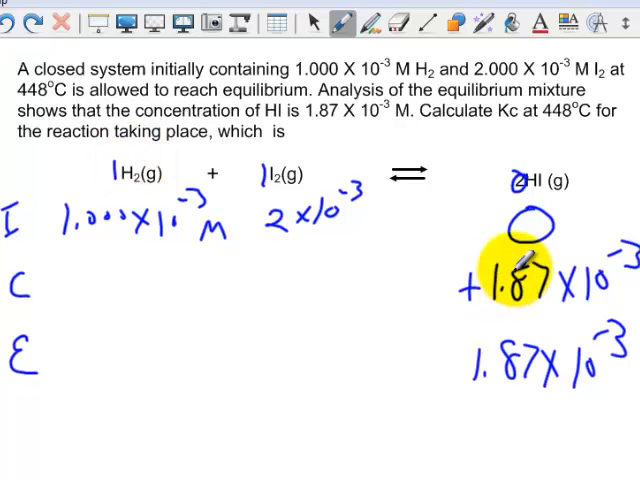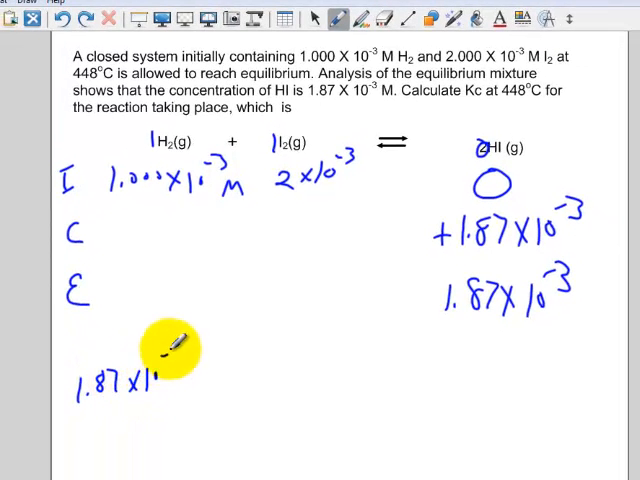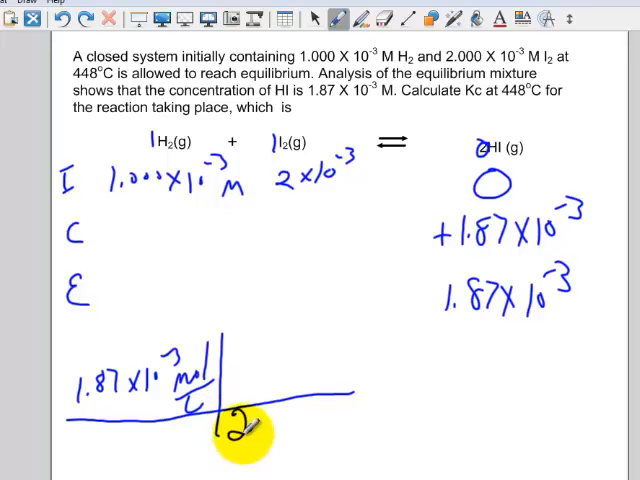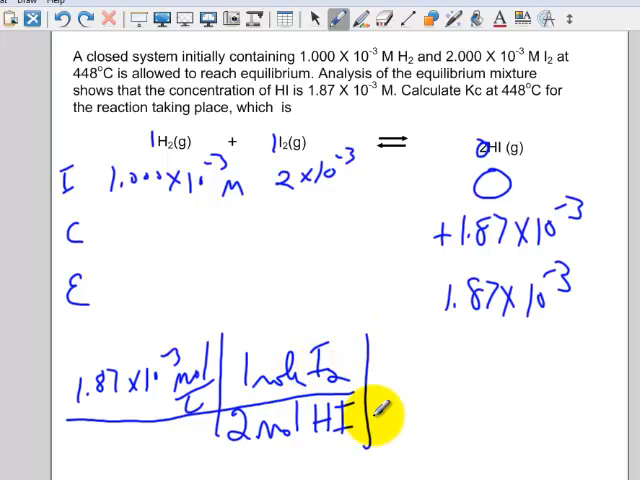So if 1.87 times 10 to the negative third molar HI was formed, half of that must have left I2 and H2 because of the 1 to 2 ratio. You can convince yourself of that with a little stoichiometry. 1.87 times 10 to the minus third moles per liter. For every 2 moles of HI, there's 1 mole of I2 or H2, whichever one you want. 1.87 times 10 to the negative third divided by 2 is 0.935 times 10 to the minus third. Well, I've just written it that way so we're all in the same exponent.